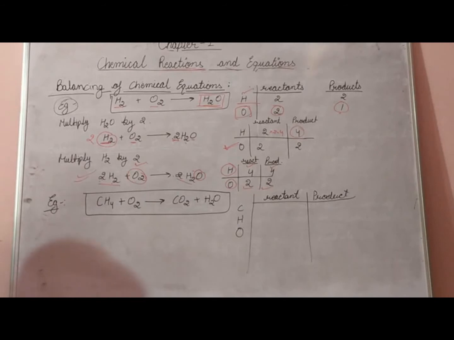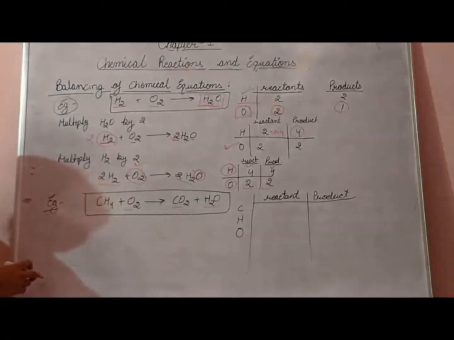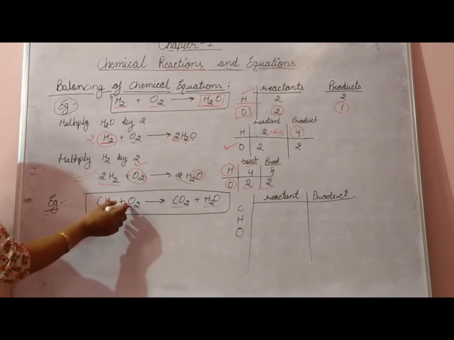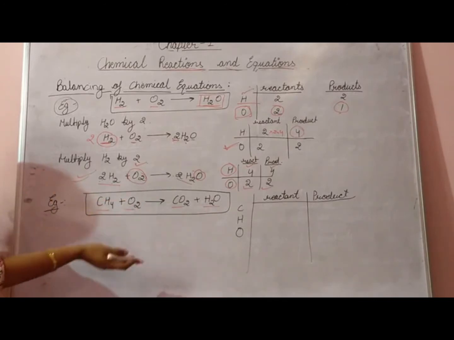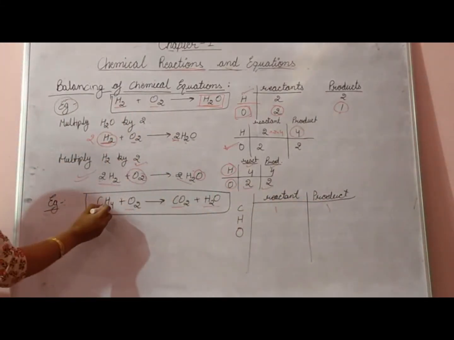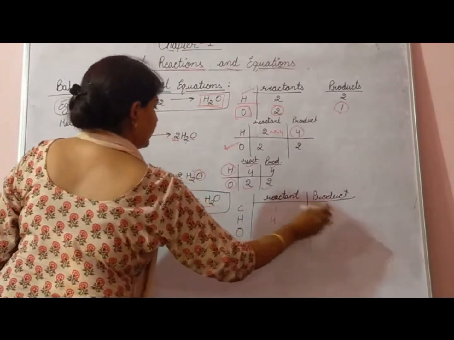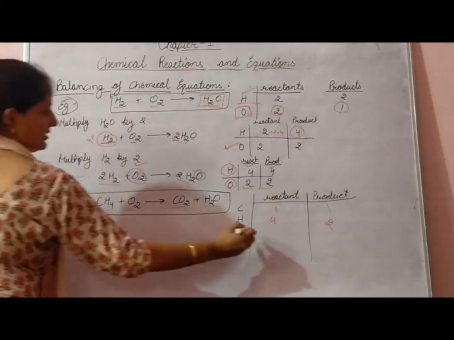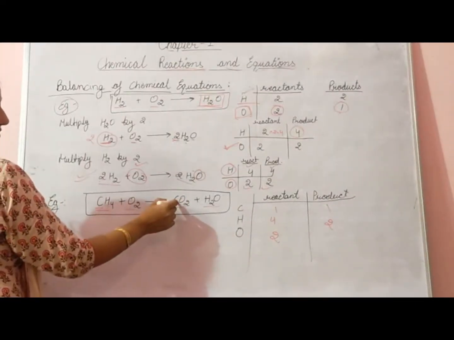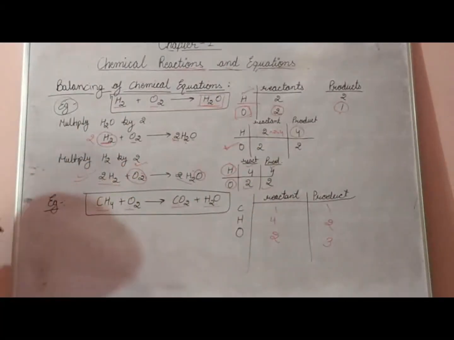Let's take one more example. Here methane is reacting with oxygen to produce carbon dioxide and water. First of all, let's write down the number of atoms of carbon, hydrogen and oxygen on the reactant side and on the product side. Carbon is 1 on both sides. Hydrogen at the reactant side is 4 and at the product side it is 2. Oxygen at the reactant side is 2, and at the product side we have 2 oxygen atoms with carbon dioxide and 1 with water, so a total of 3.